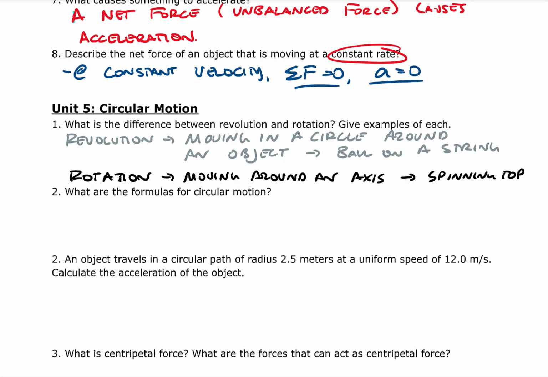What are the formulas for circular motion? One of them is that centripetal acceleration is v squared over r. This is how we calculate centripetal acceleration. And we have to remember that centripetal acceleration is toward the center, and that's something we get anytime an object moves in a circle.